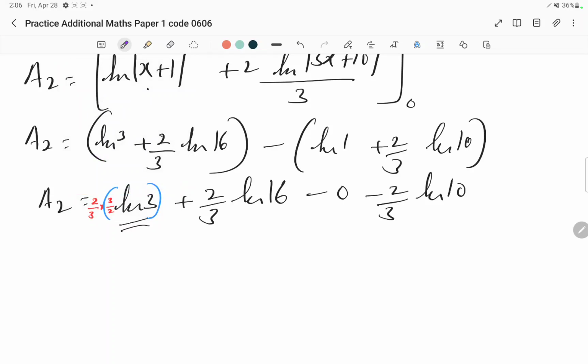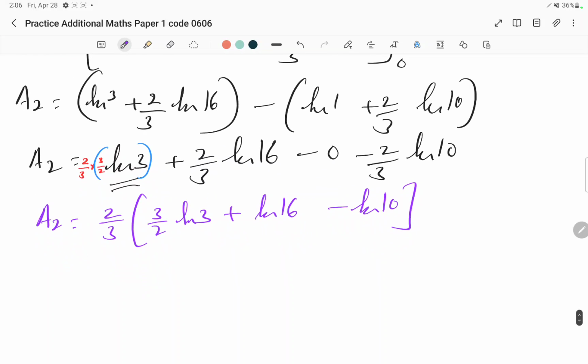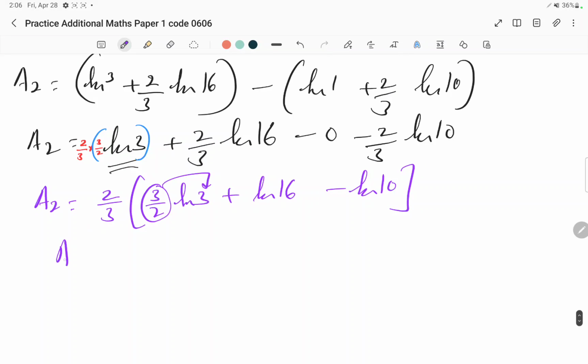Then it will be easy for me to take common. Okay, so now A2, we are going to take common 2 over 3, then here it is 3 over 2 ln 3, now here it is ln 16, and here it is minus ln 10. Now this 3 over 2 will go to the power of 3, so 2 over 3, and ln 3 to the power 3 by 2, then times 16 over 10.